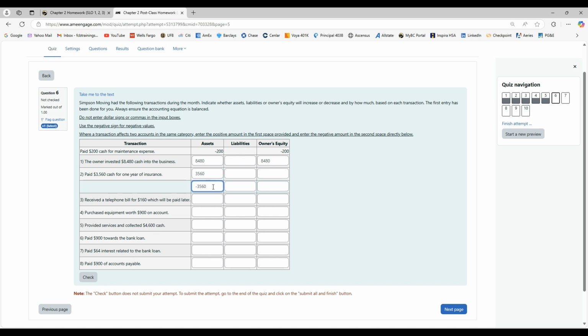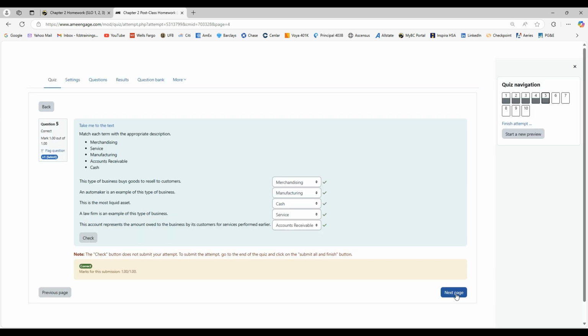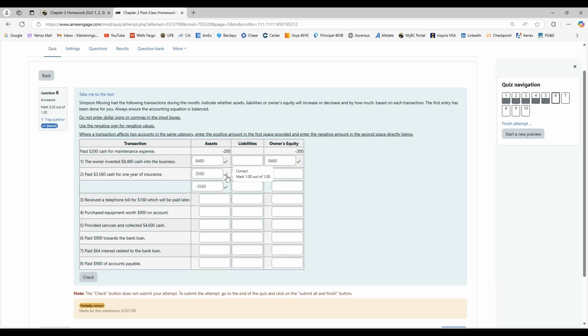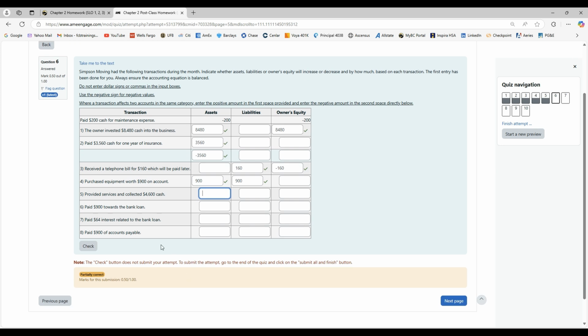So I think they want us to do the, oh shoot. Sorry, I meant to hit check. Okay, yeah, and I don't think we'll have to come back and see if we need to put zeros. I don't think we need to put zeros in the blank spaces. Received a telephone bill for $160, which will be paid later. So we're going to increase accounts payable and decrease owner's equity by $160 to represent the expense recorded. We purchased equipment on account. So the equipment will increase by $900 in our assets, and our liabilities will also increase by the same amount because we bought it on account, not with cash.